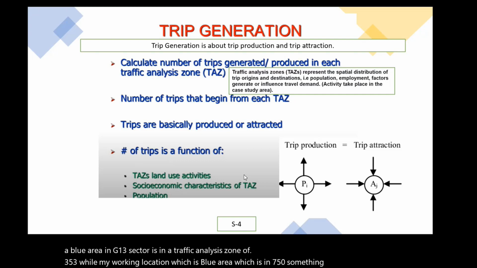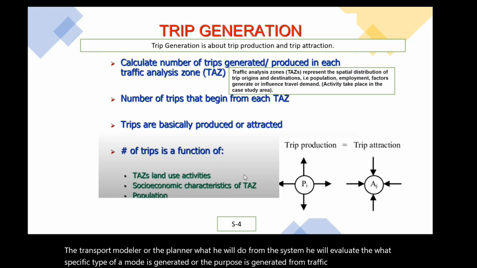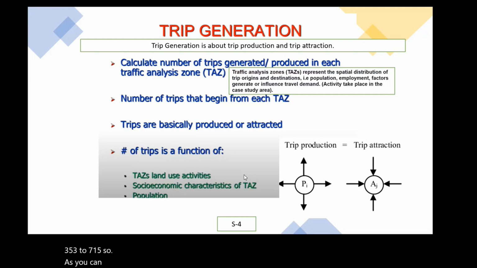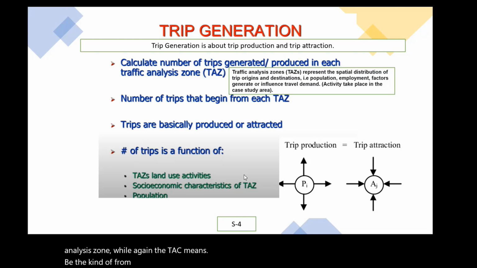So the transport modeler or planner will evaluate what specific type of mode or purpose is generated from traffic analysis zone TAZ 353 to 750 and so on. As you can see here, the number of trips that begin from each TAZ. So trips are produced in a traffic analysis zone, while again the TAZ means the places where those trips are actually produced.